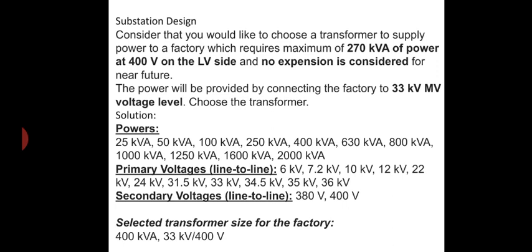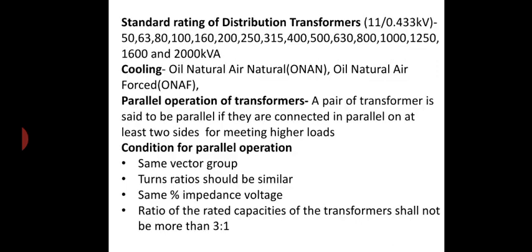Spare capacity means, for example, we are having a transformer of 100 kVA. So we see the maximum demand is 100 kVA. Still we are opting, we can opt for 250 kVA or we can opt for 160 kVA.